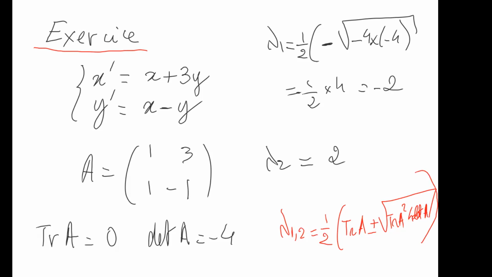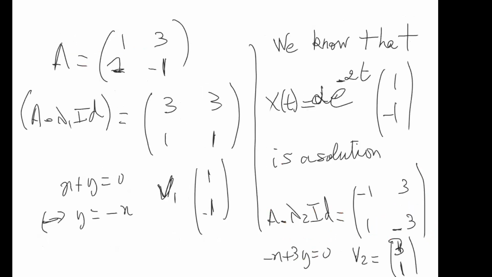Next, we compute the associated eigenvectors. So it's a computation. So I find V1, which is equal to (1, -1), and V2, which is equal to (3, 1).